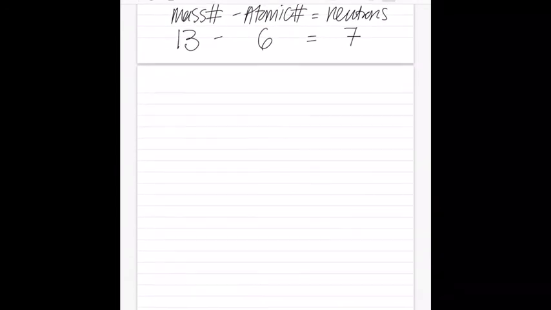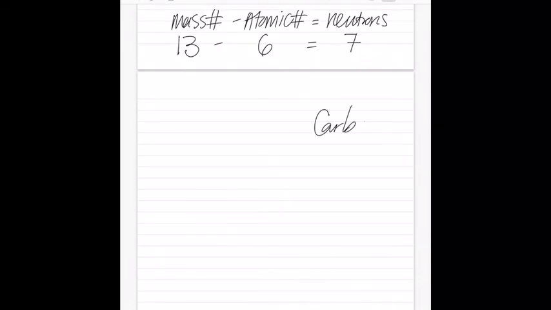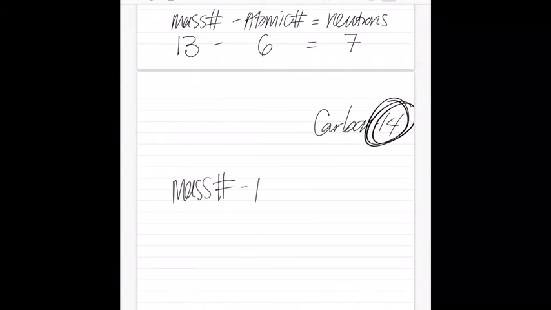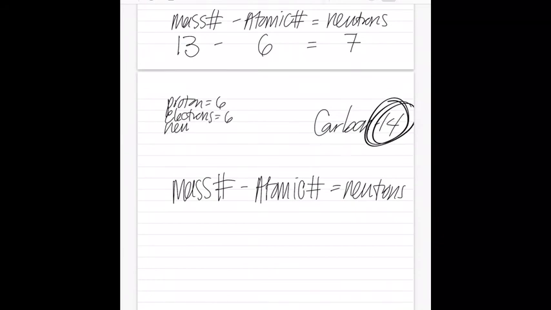Same thing, let's say that you were given carbon 14. This 14 is the mass number. We're going to do mass number minus atomic number, and that's going to equal our neutrons. Protons are still 6. Electrons are still 6. It's the neutrons that are changing because we're dealing with isotopes. So the mass number came from here. That's carbon 14 minus the atomic number of 6. That is 8. So I have 8 neutrons.